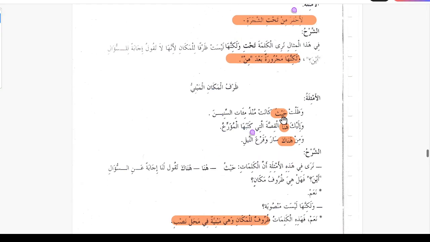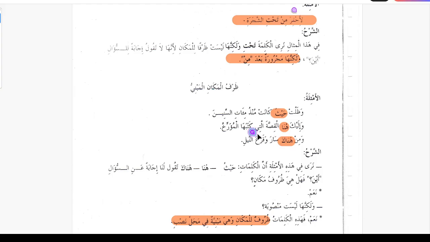Example: wazallat haisu kanat munzu miyatis sinnina, and it remained haisu, which remained as it was for hundreds of years. So haisu is a mabni, but it tells you the answer, since it was like this for hundreds of years. So haisu is zarful makan.